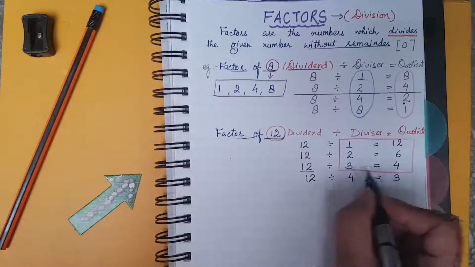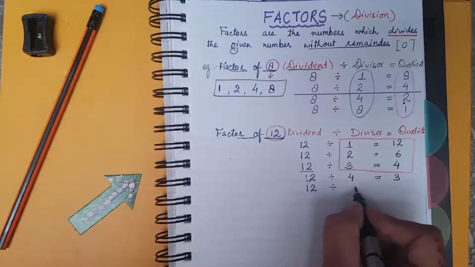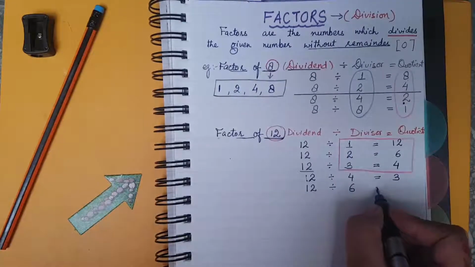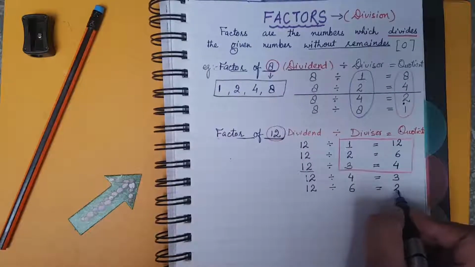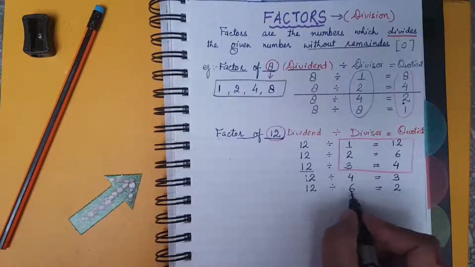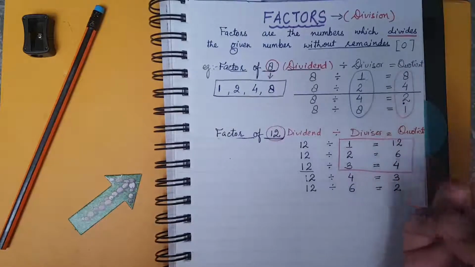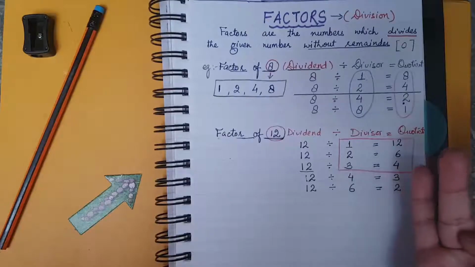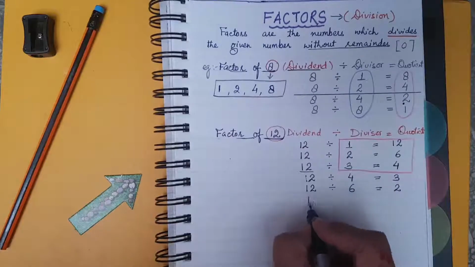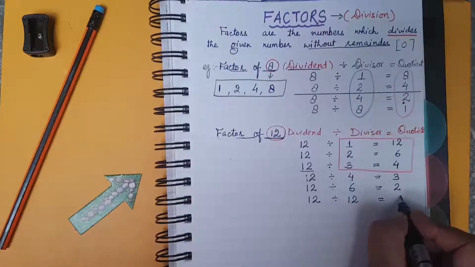Look here, the pattern changed. Now after 3 you have to divide with 6, because you cannot divide with 5. You can see it here 2 times, as you can see in the second line. And after 6, check with 7, not possible. 8, not possible. 9, no. 10, no. 11, no. 12, yes. The number divides with itself 1 time.